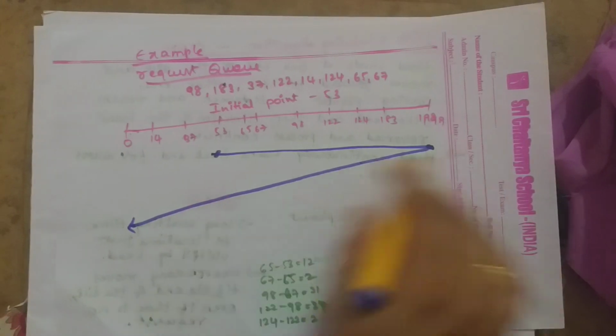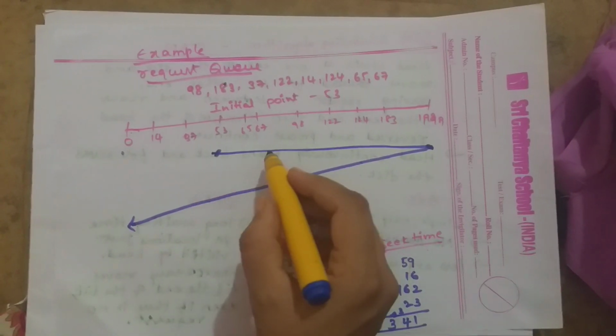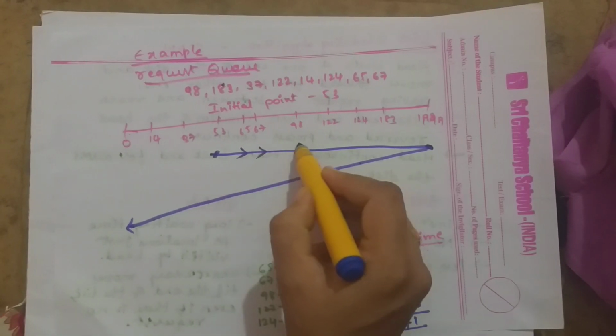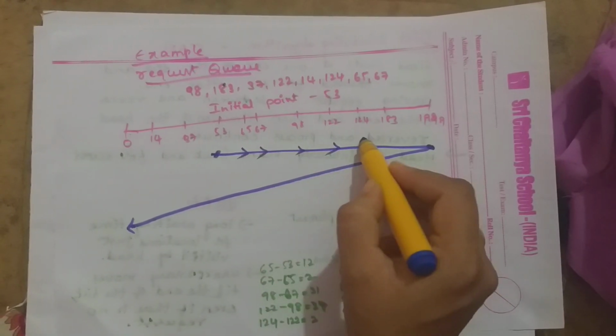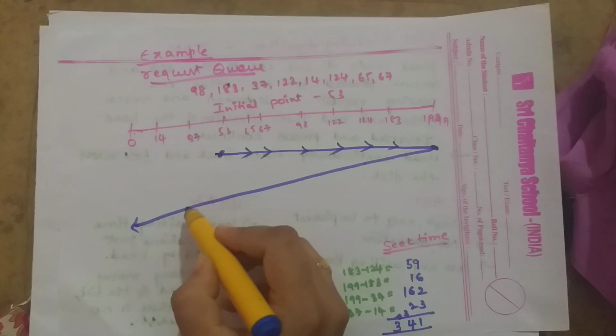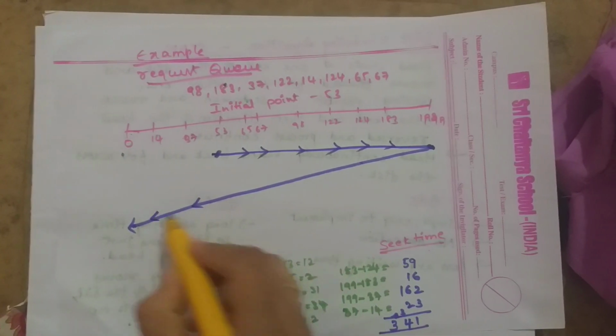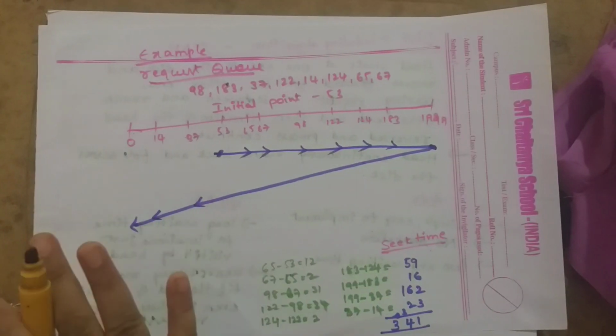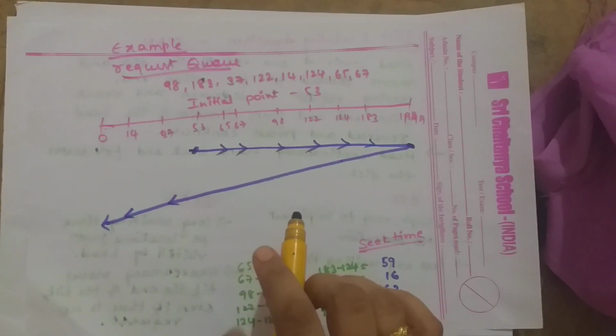Whenever it is moving, we'll calculate the seek time. From 53, it is going to serve this request, this request, this request, and this request. Here also it is going to serve. Here it serves, it serves. After serving all the requests, it again moves in the backward direction. Now we'll calculate the seek time.